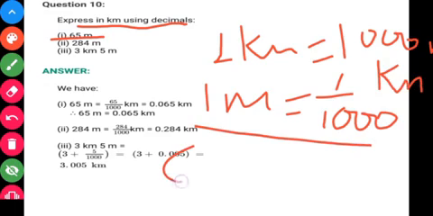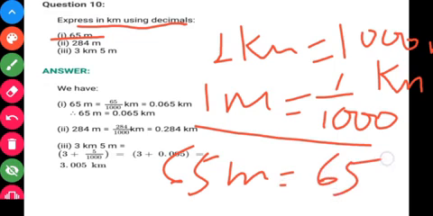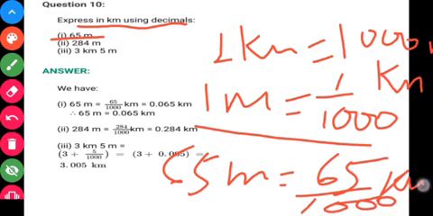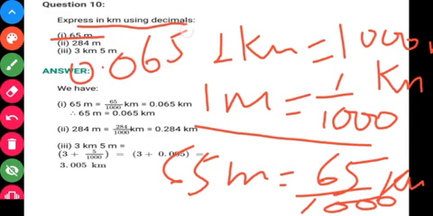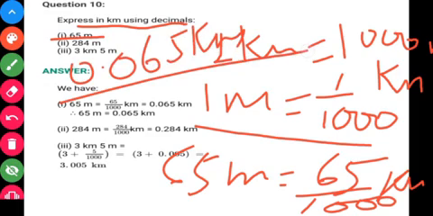Therefore 65 meter is equal to 65 upon 1000 kilometer. So divide this, and this will be 0.065 kilometer. Understand? Divide 65 by 1000, you will get 0.065. So similarly you can do the remaining parts.